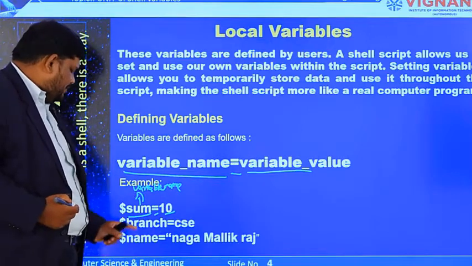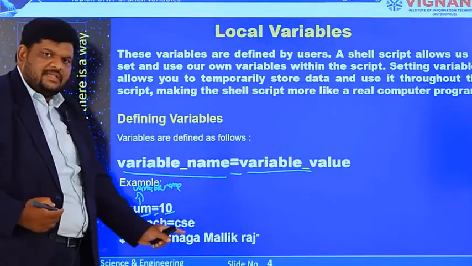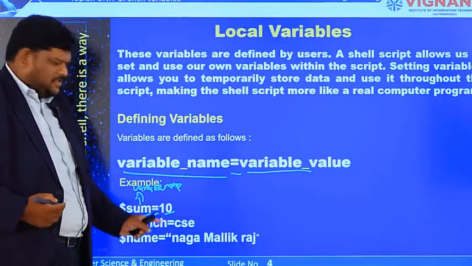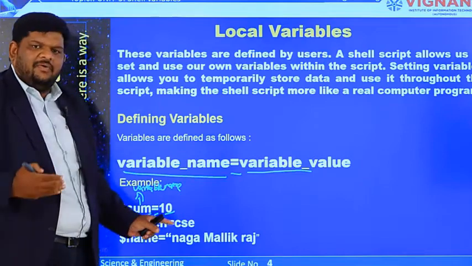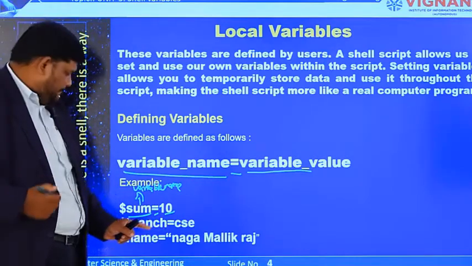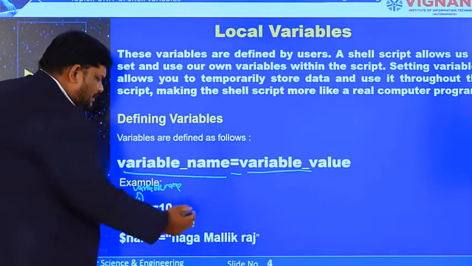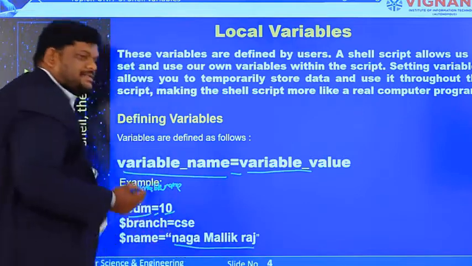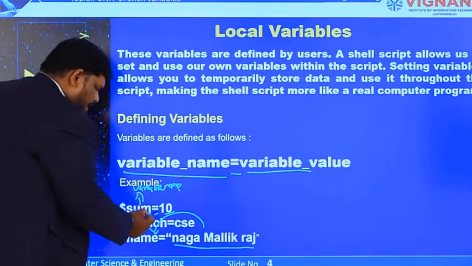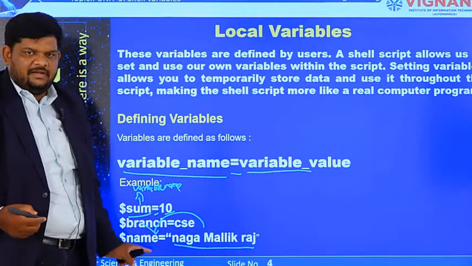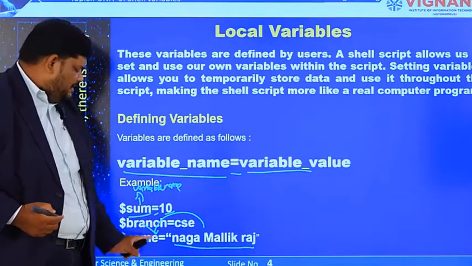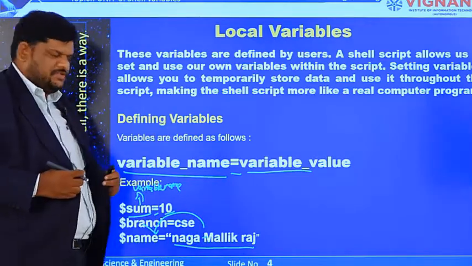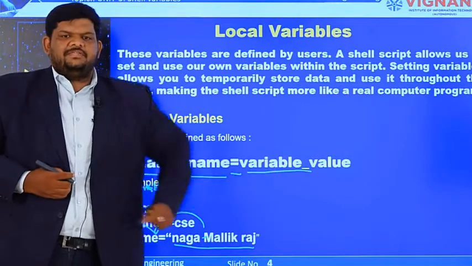Let us consider a second example: branch is equal to CSC. This word CSC is stored in the variable branch. We already know that a variable can hold digits or words, whatever it may be. Then name is equal to, within double quotation marks, Naga Malik Rag. This entire thing is treated as a value and stored in the variable name. When we access it, we get the answer Naga Malik Rag. In this way we define the variables. The syntax is variable name is equal to value.